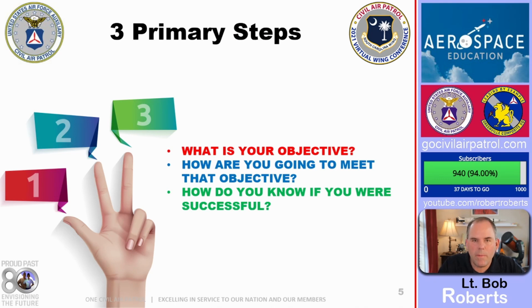Okay. So when you're developing a lesson, we're going to follow 3 primary steps, right? Number 1, what is your objective? Number 2, how are you going to meet that objective? And then how do you know if you were successful? This isn't just education. This is pretty much the primary steps to anything you want to do, right? What do you want to do? How are you going to do it? How do you know you did it?